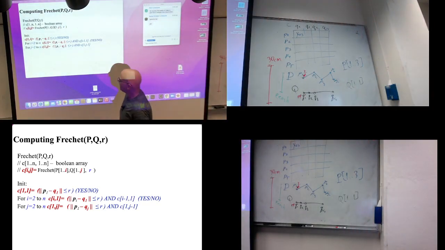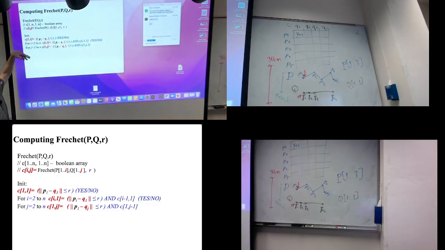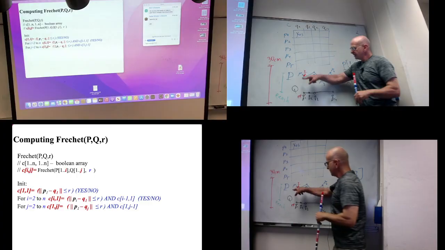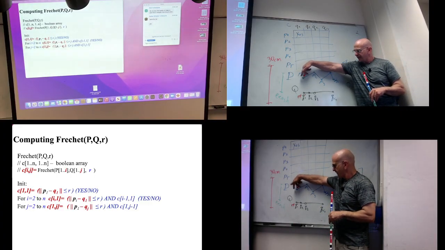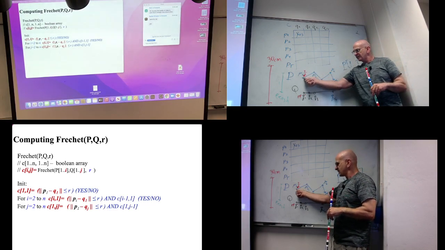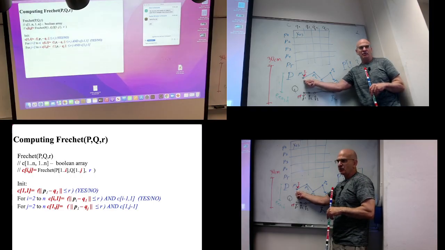Okay, we continue with the init step. Now I want to fill the leftmost column and the top row. For i goes from 2 to n, I want to know what is C of i, comma 1. Let's understand what is C of i, comma 1. I'm looking only at a polygonal path which is a prefix of the whole P, but only at trips at which the person starts at P1 and never leaves P1. The person is glued to P1, cannot leave this vertex.